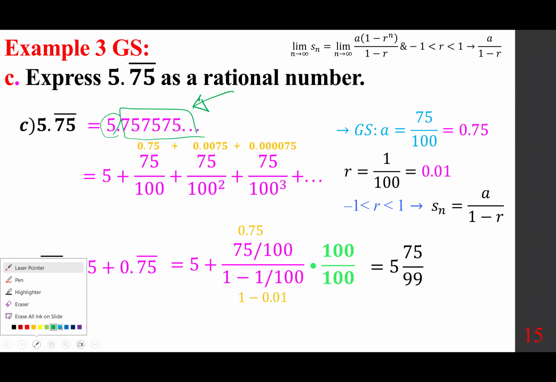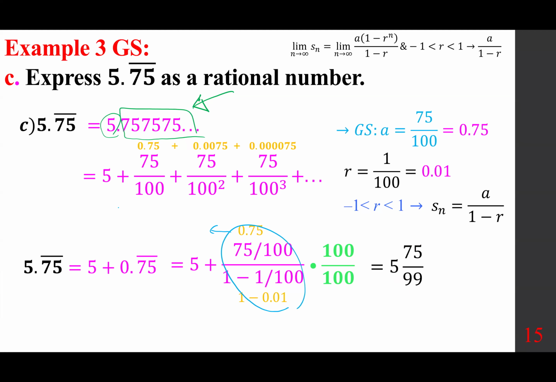I want you to see that if you look at the decimal, you would put 0.75 over 1 minus 0.01, which is 0.99, and this is identical to this, okay? Needless to say, every fraction must be put in its lowest terms. Both of these numbers are divisible by 3, becomes 25 over 33.